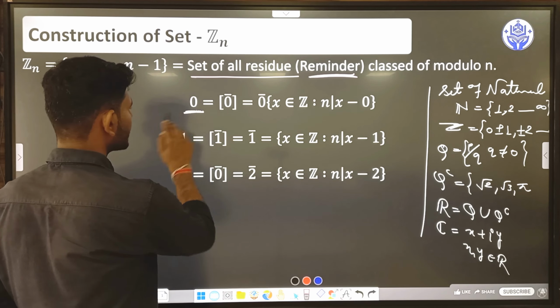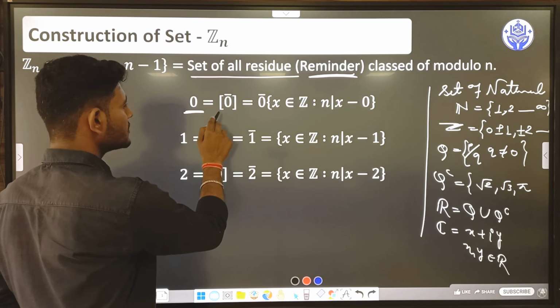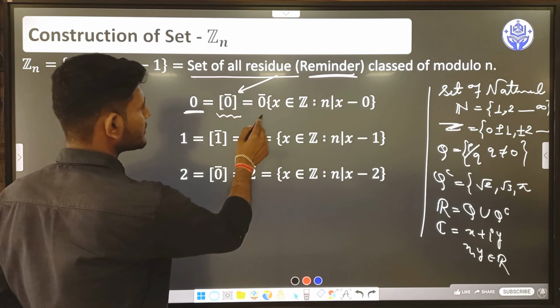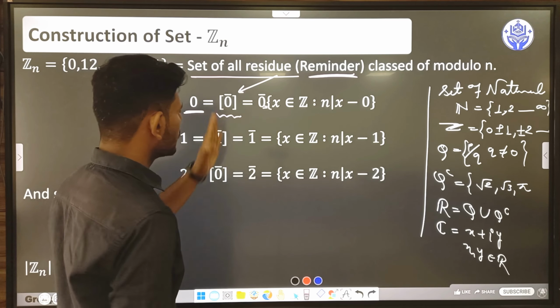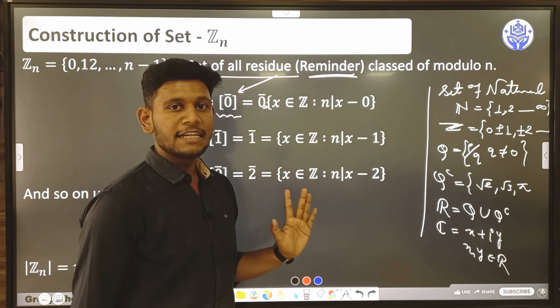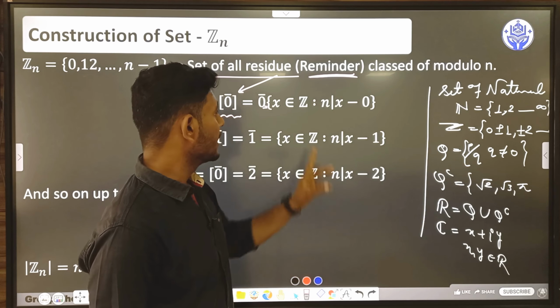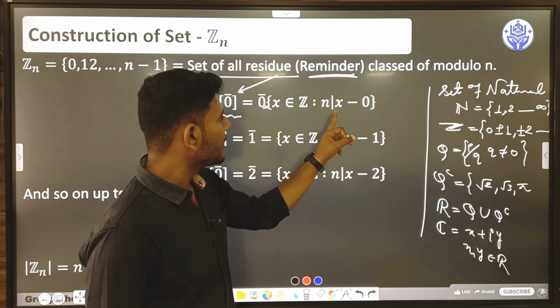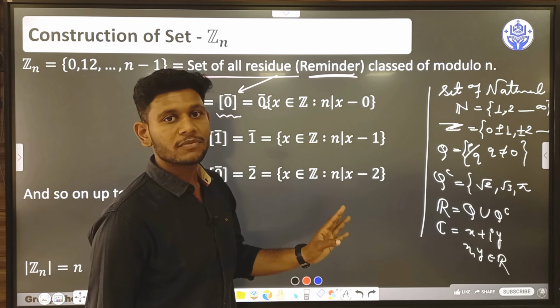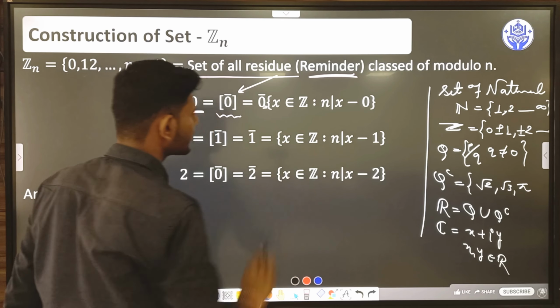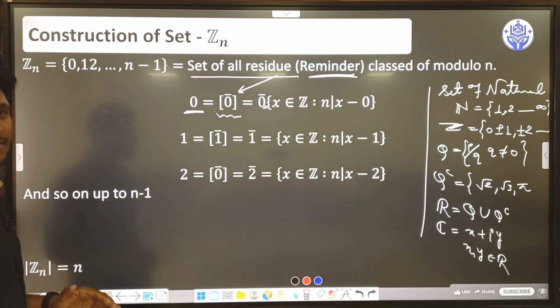If we take 0, then it is the 0 residue. This is the notation of the residue or the remainder. Then 0 bar is equal to all x belonging to the integers such that n divides x minus 0, and how many elements there are, that we will write inside Zn.